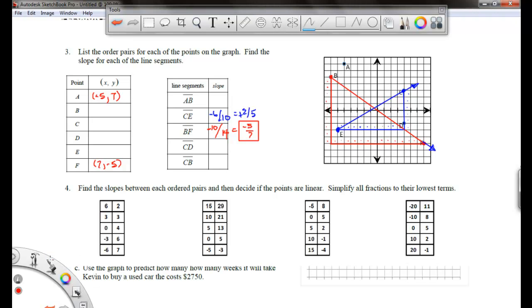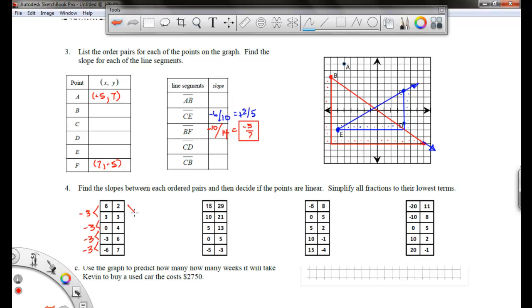It says find the slope between each ordered pairs and then decide if the points are linear. So if I look between 6 and 3, that goes down by 3. Make sure you put the negative sign there. This goes down by 3. This goes down by 3. Now if I count it this way, these things go up by 3. But if you count them going up this way, you've got to count those going up this way. Your signs are going to be backwards on your slope. I think I prefer everybody just to count them going down.